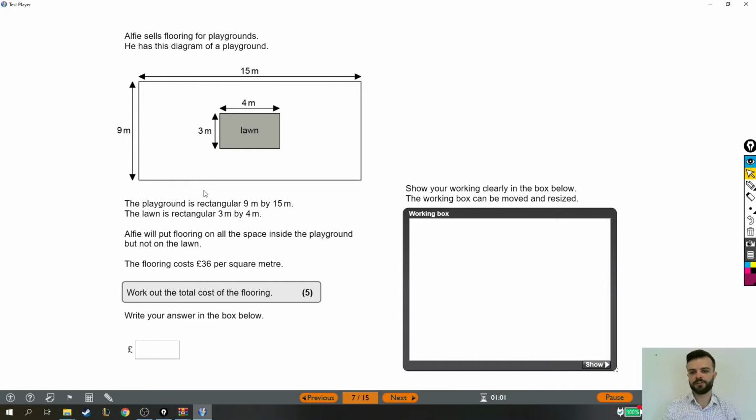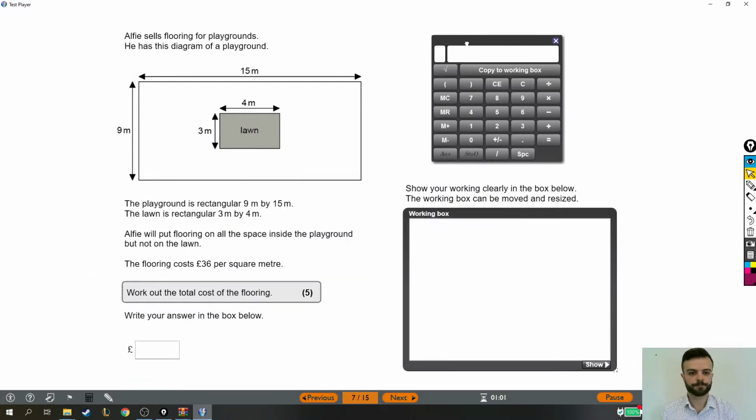So here are the steps we're going to need to do. We're going to need to find the area of the playground. We're going to have to get rid of the area of the lawn from that, because that doesn't need paving. And then just work out how much it costs. So hopefully that'll be fairly straightforward. So let's get to work.